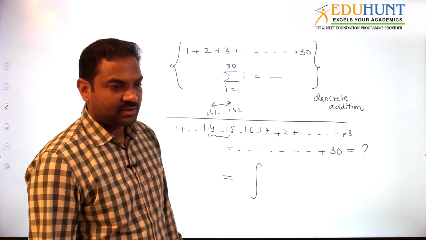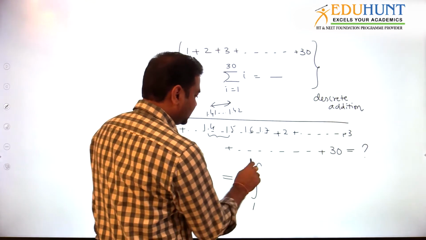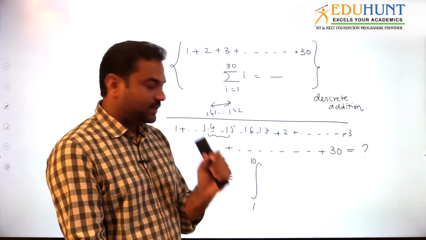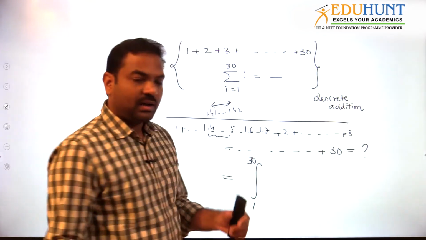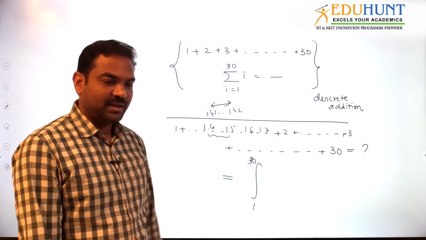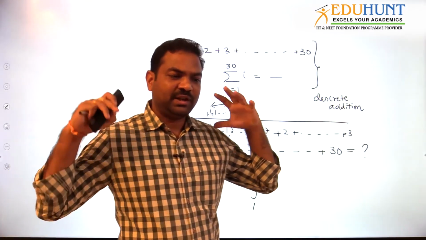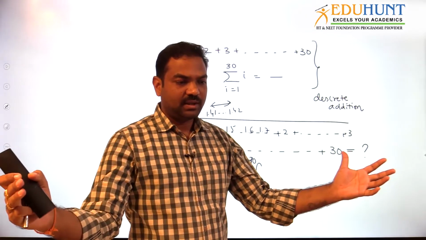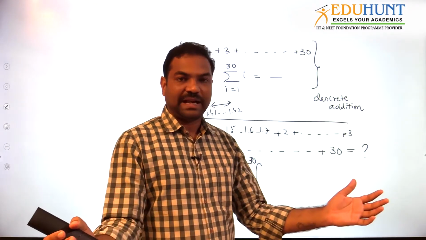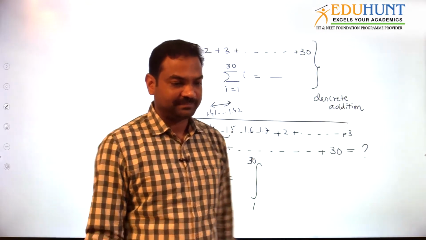This particular addition is called what? Integration, 1 to 10. 1 to 10 means all possible numbers in between 1 to 30, sorry. All possible numbers in between 1 to 30 to be taken. Integration always adds a very large number, uncountable numbers or uncountable values, to a finite value.